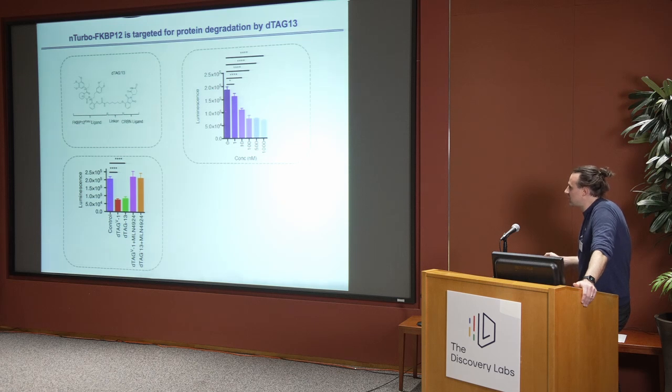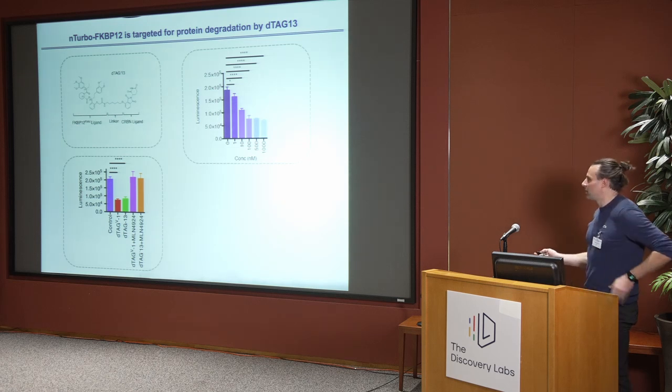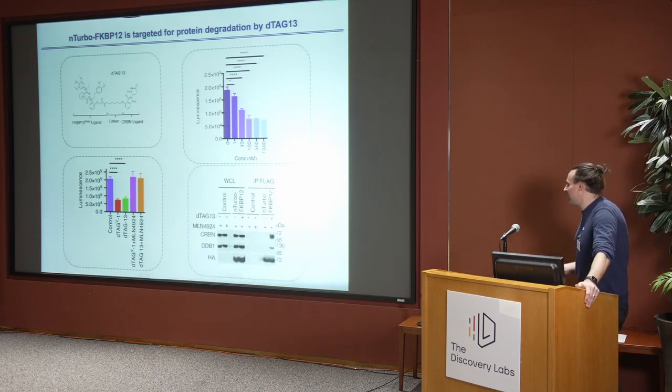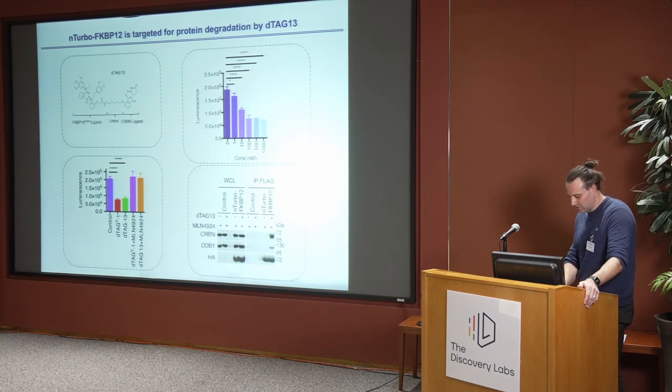The nanoluciferase cassette is very useful because it allows us to do this experiment really quickly in a high throughput format. And biochemically, we can IP the N-terminal TurboID FKBP cassette in the presence of dTAG-13, and we can identify interaction with cereblon and DDB1 only when we treat with dTAG-13. And of course, we need to treat with MLN to avoid any degradation going on.